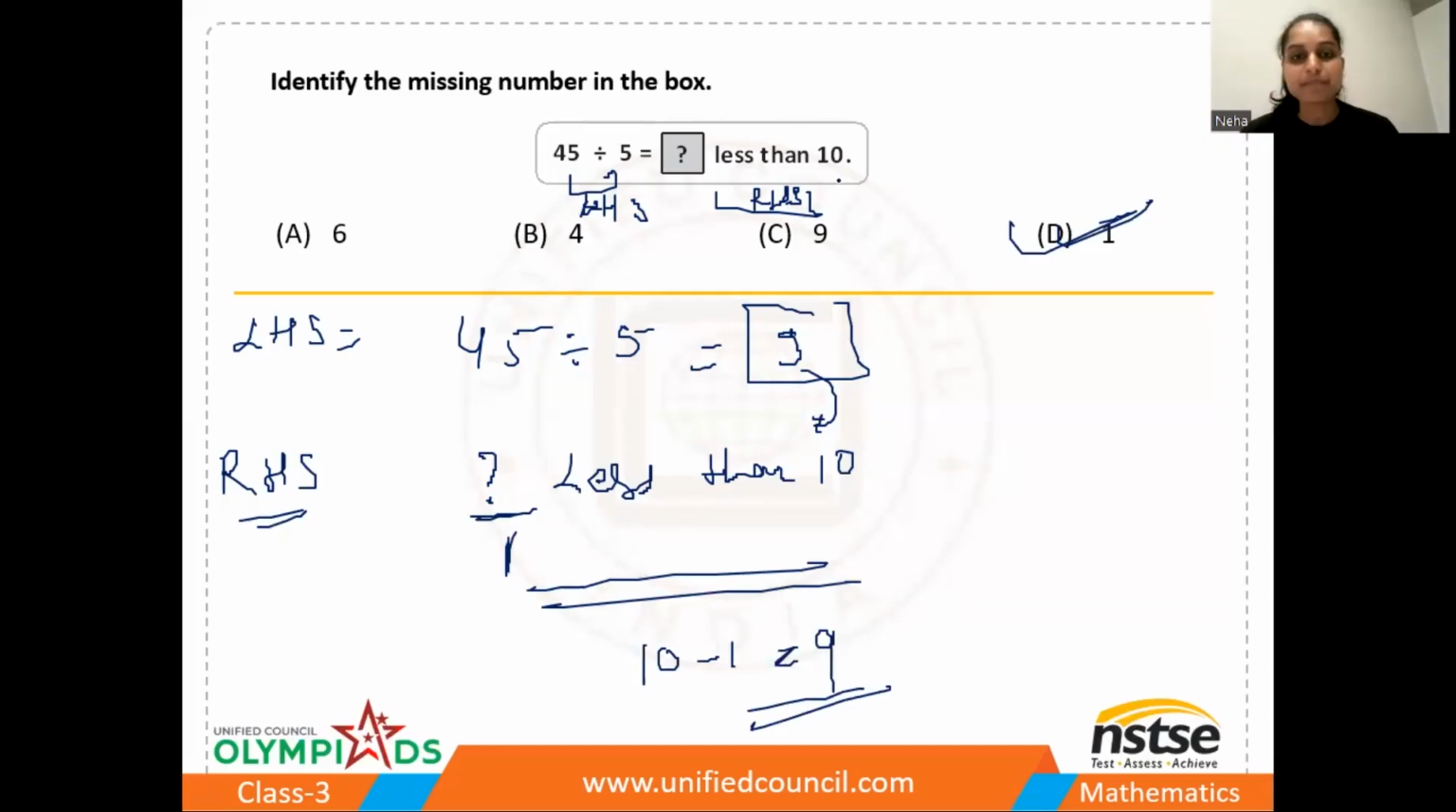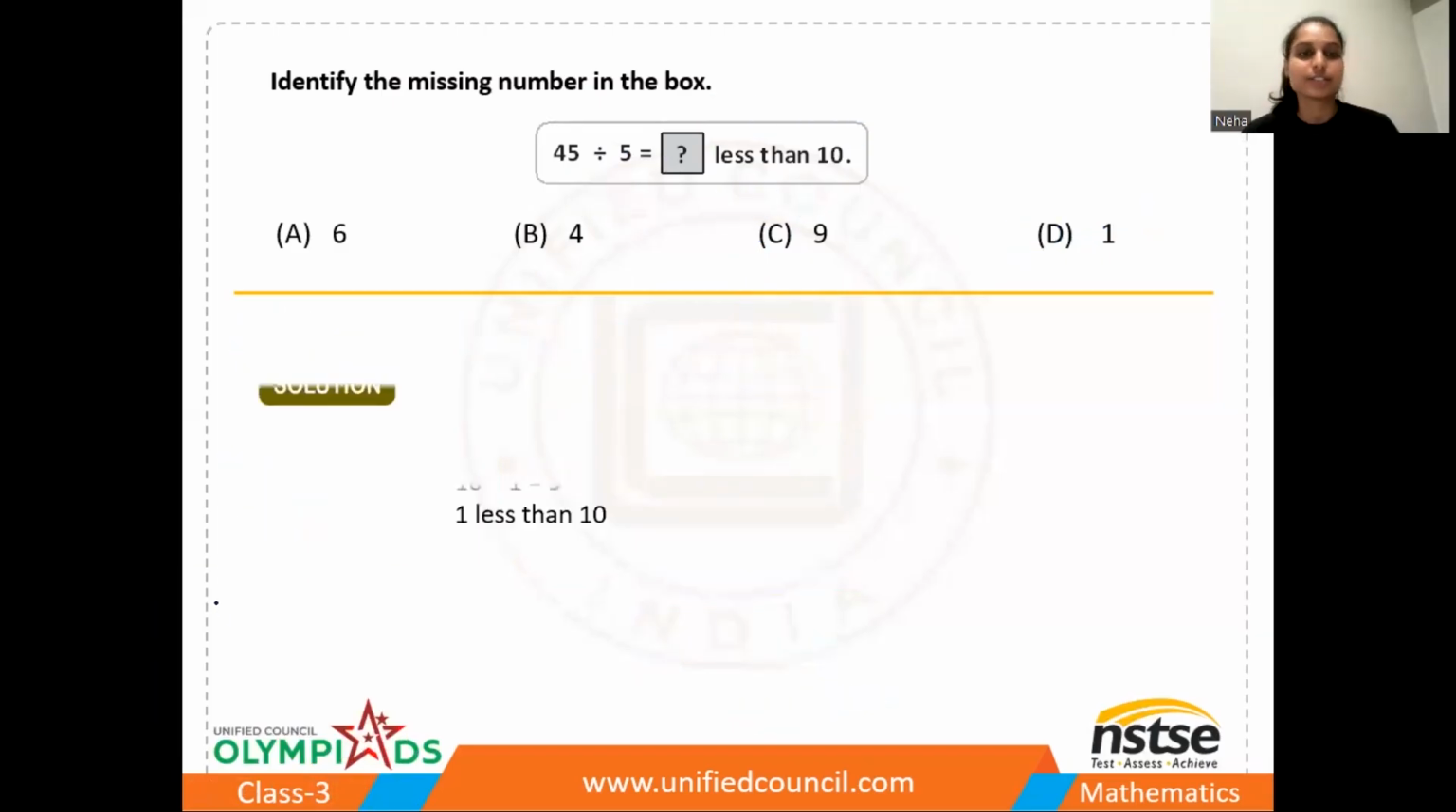Which type of mistake? You see that this is 9, so 45 divided by 5 is 9, so you can take the answer 9. But this is not the right answer because they are asking how much less than 10. So 9 is 1 less than 10, right? So 1 will be the correct answer, not 9. So just stay focused while ticking your answer. So yes, 1, that is option C, is your right answer.